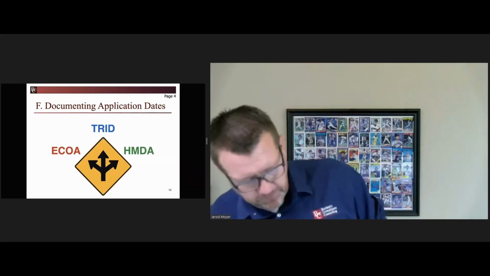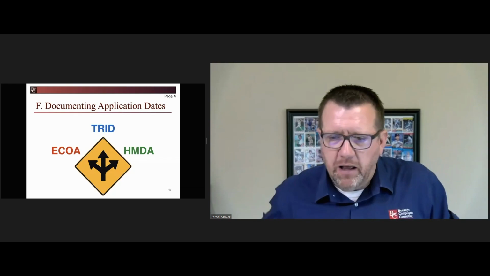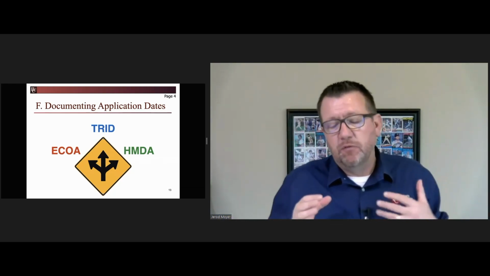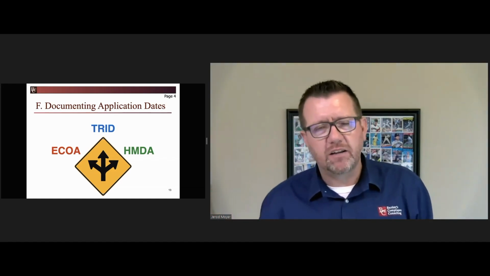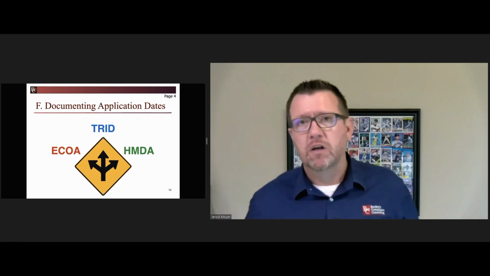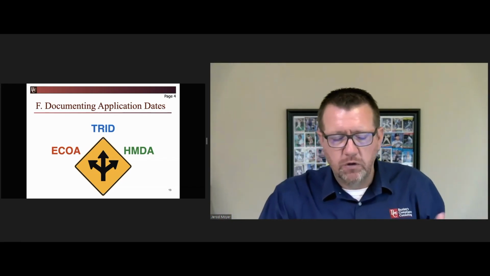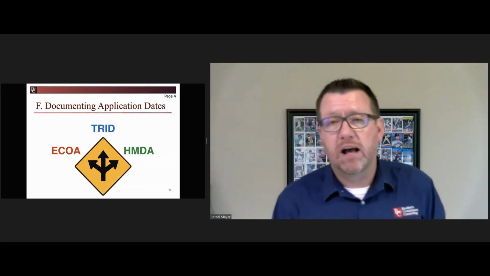Documenting application dates. So today is about TRID, auditing TRID, but I don't think you can properly review a file from a TRID standpoint without understanding the intersection, at least at a high level, of the other regulations that are at play with respect to the definition of an application. So when we crack open loan files, one of the more immediate things we're looking for is, what's the application date, the date of the request?